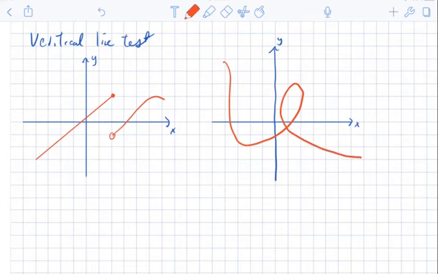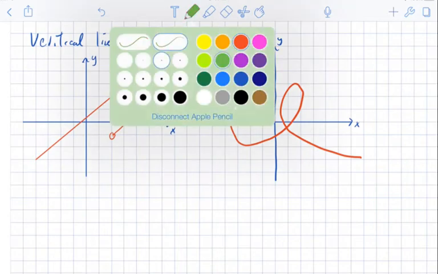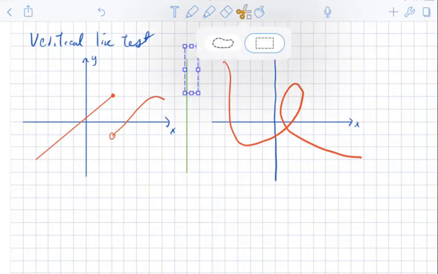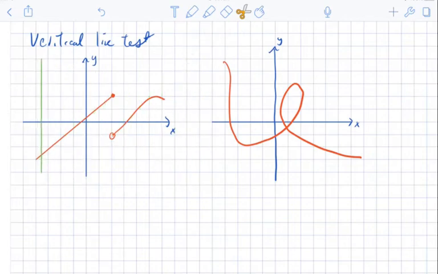The vertical line test goes like this. Imagine we've got a vertical line. Oh, that's not vertical. Let's try again. I'll use a different color here, I'll use green. Okay. What we're going to do is take our vertical line and sweep it down the x-axis.